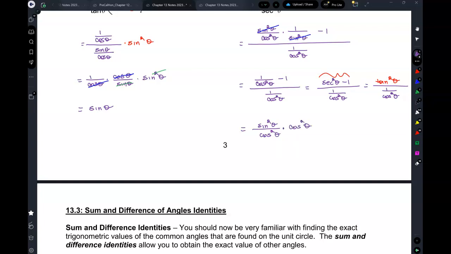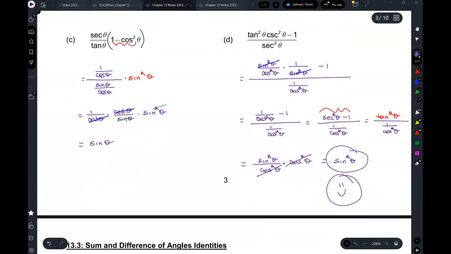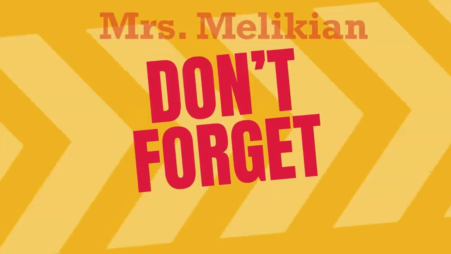Let's see what we did. I did the red divided by the purple, but divided by the purple means times 1 over the purple. You all with me? Red is now sine over cosine. Tangent is sine squared over cosine squared. So red times 1 over purple, so times the reciprocal. This cancels this. What do I have left? Sine squared theta. And if that doesn't deserve a happy face, I don't know what does.